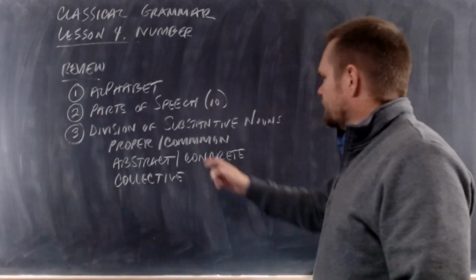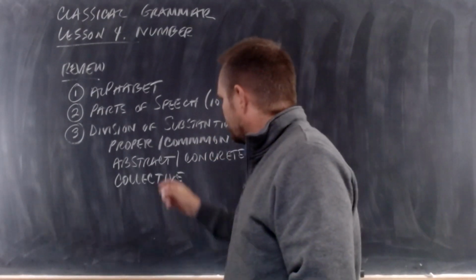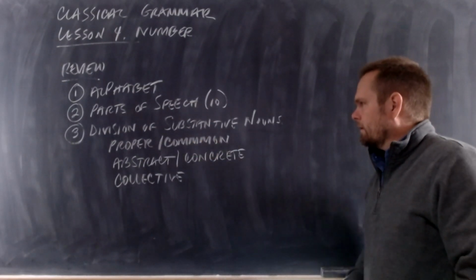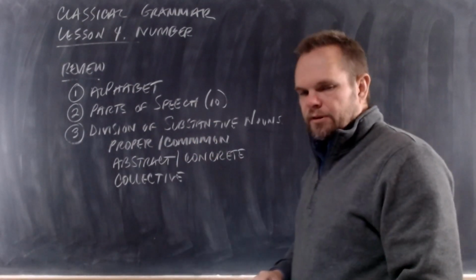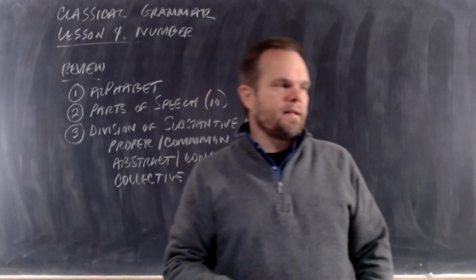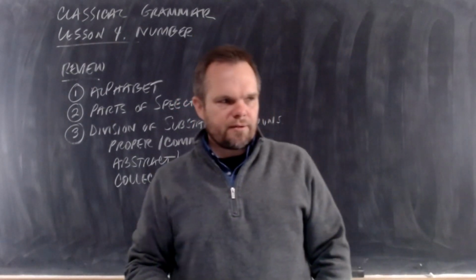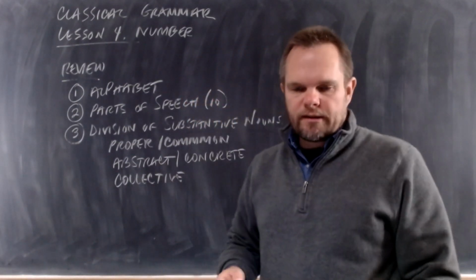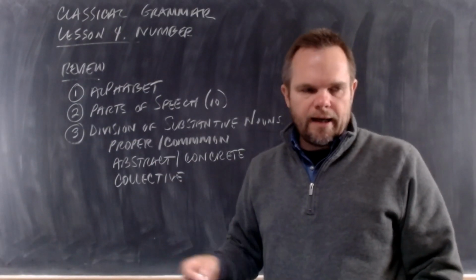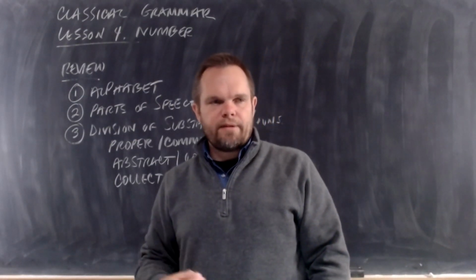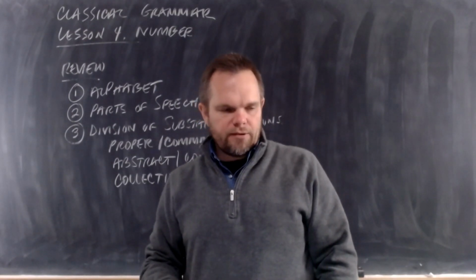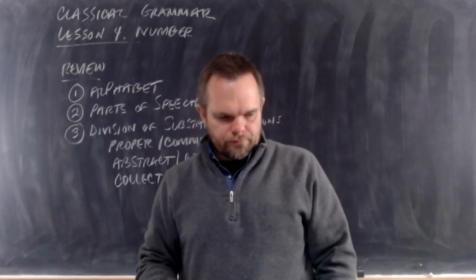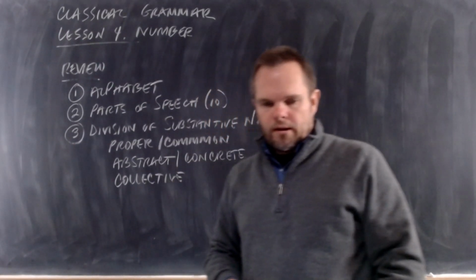And remember that substantive nouns are names of substances, names of things that can exist by themselves. Okay? Remember, nouns are just names, and there are different kinds of names, different kinds of nouns. Substantive nouns are nouns that can stand by themselves in speech. All right? So that's what we've studied so far.